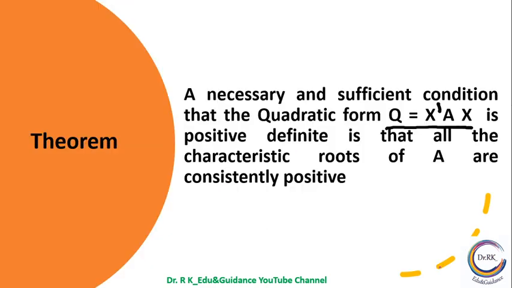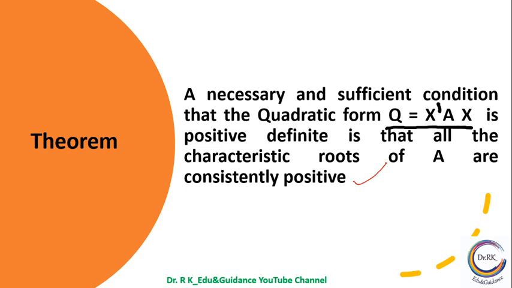So another property, which has appeared many times in examinations. A necessary and sufficient condition that a quadratic form Q equal to X transpose AX is positive definite is that all the characteristic roots of A are consistently positive. This we already discussed in the previous session, when we tried numericals and problems related to this concept.